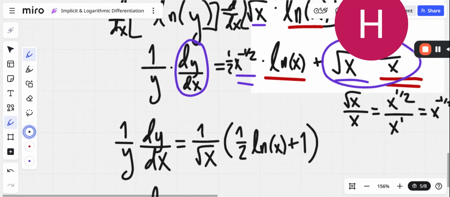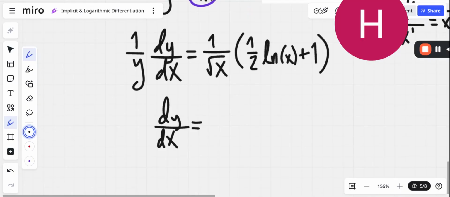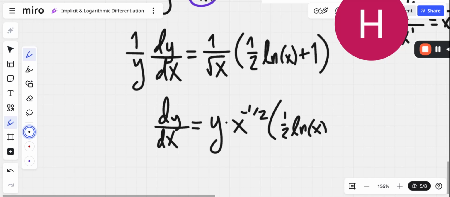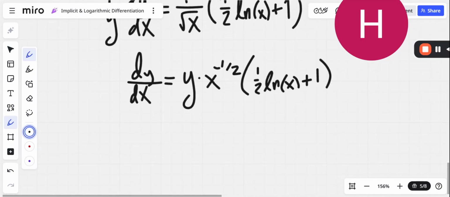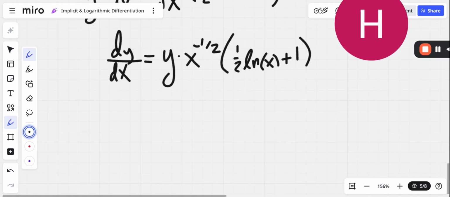So get used to multiplying both sides by y so that we can cancel this and get the dy dx by itself. So this is going to be y times x to the negative 1/2 ln x plus 1. And then if we want to put the y back, what was the y expression? The y was x to the square root of x. So we have x to the square root of x times x to the negative 1/2 times 1/2 ln of x plus 1.